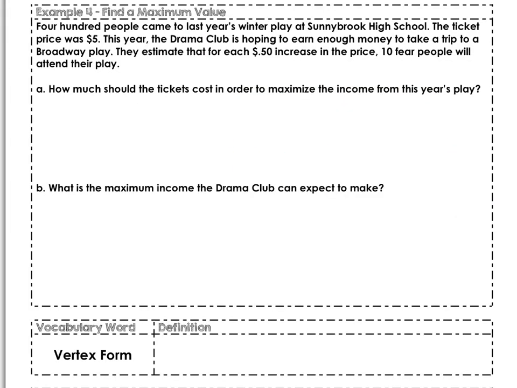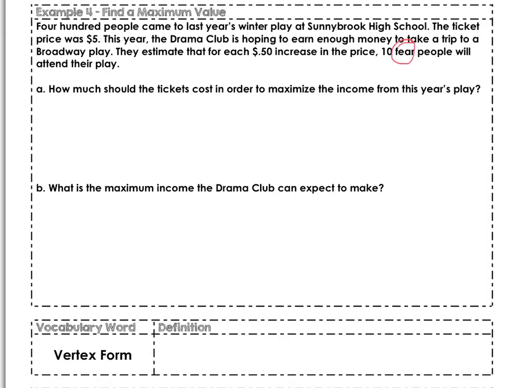All right, so here's the last example for 6-1, and it's a real-world example, so let's read it out loud together. 400 people came to last year's play at this high school. The ticket price was $5. This year, they're hoping to earn more money, and they estimate that for every 50 cents they increase in price, 10 fewer people will attend the play.